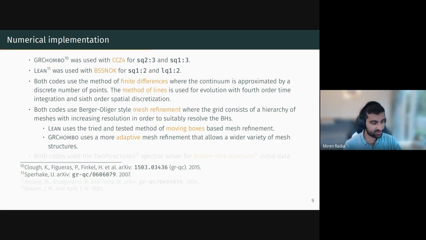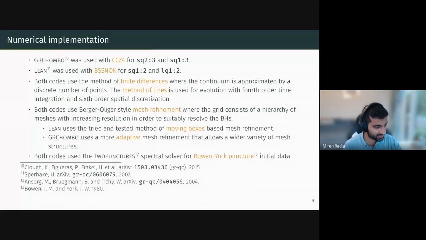So LEAN uses the trusted and tested method of moving boxes, which has been used for over a decade, 15 years or so, or much longer, to evolve binary black holes, and is pretty robust. And GRChombo uses a slightly more adaptive mesh refinement, which is why I say it was developed for more exotic spacetimes. It took a bit of work to get GRChombo's mesh refinement to play nicely with binary black holes. So this was part of the project: showing that GRChombo is capable of evolving binary black holes with suitable accuracy.